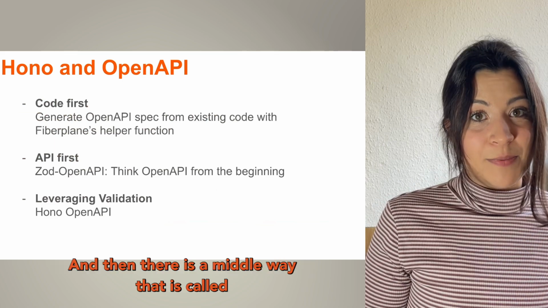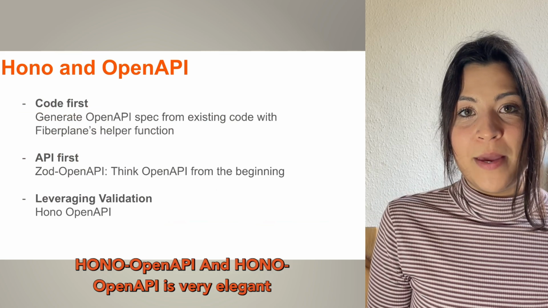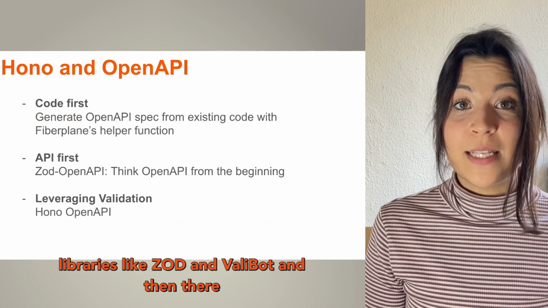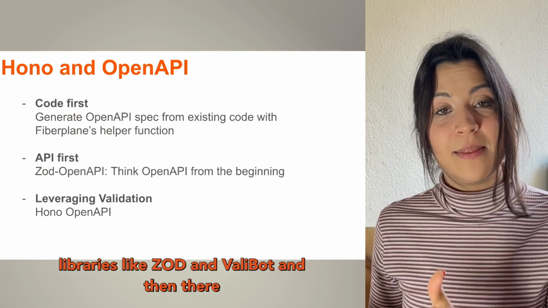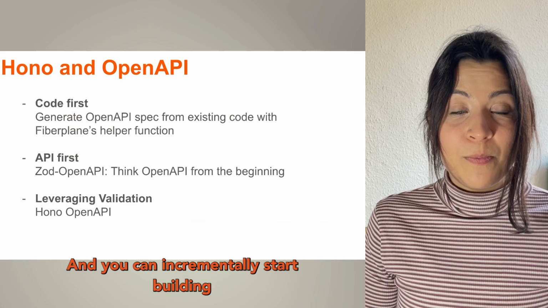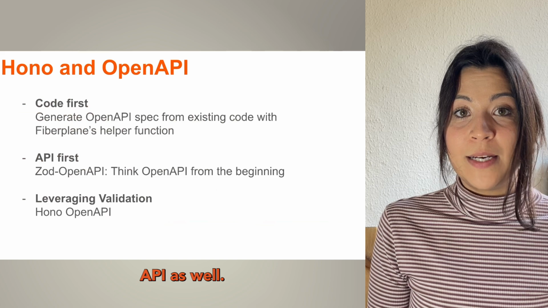And then there is a middle way that is called Hono OpenAPI. Hono OpenAPI is very elegant because it leverages existing validation libraries like Zod and Valibot, and then there are some others as well. And you can incrementally start building and describing your OpenAPI spec with Hono OpenAPI as well.